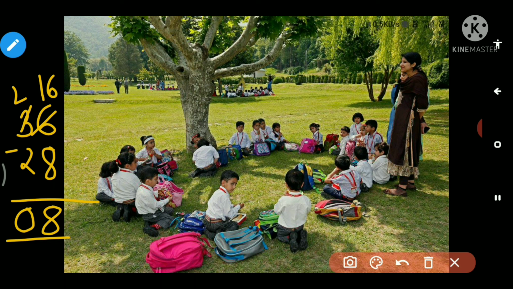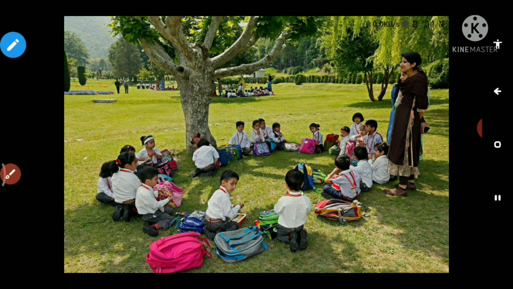So I hope you have understood all the story sums, how we can identify in which story sums we have to do addition and in which story sums we need to do subtraction.